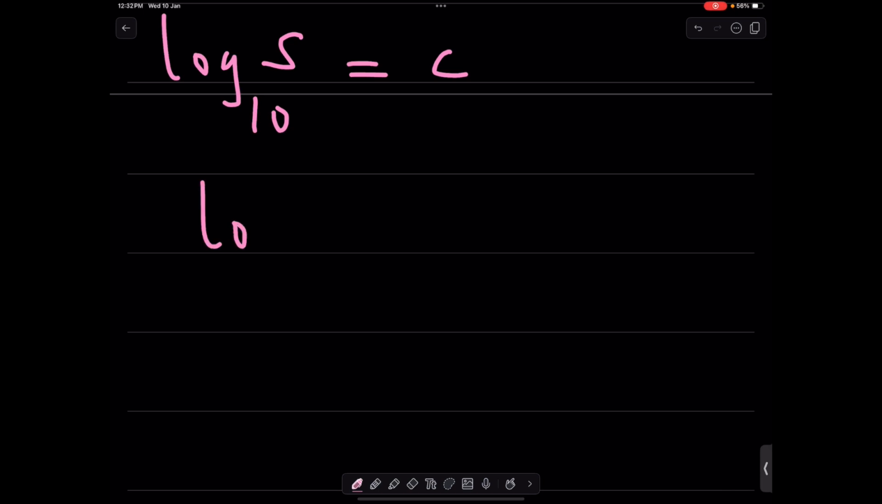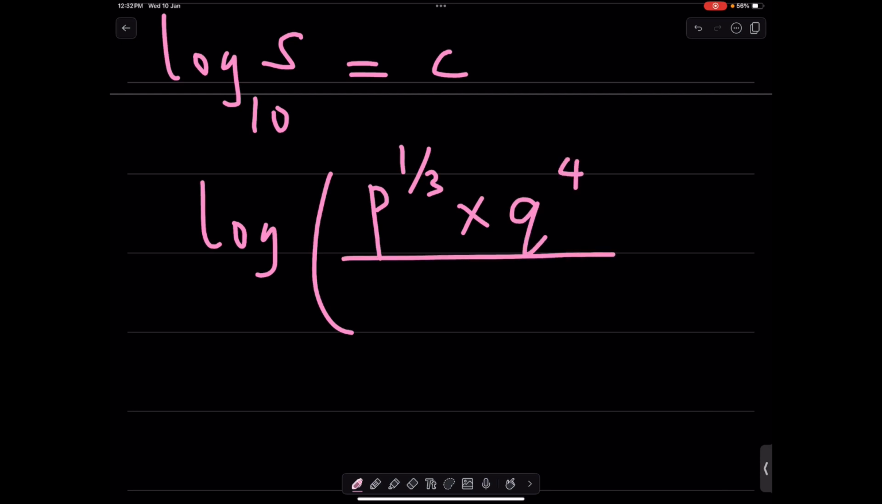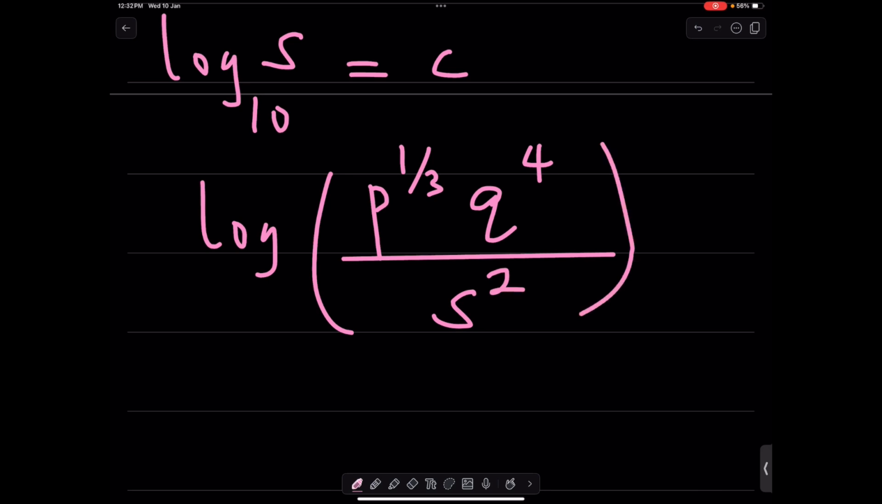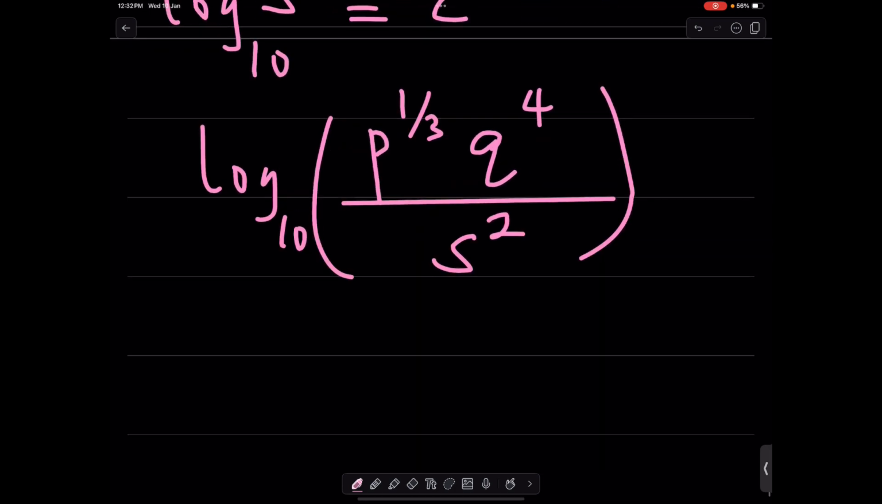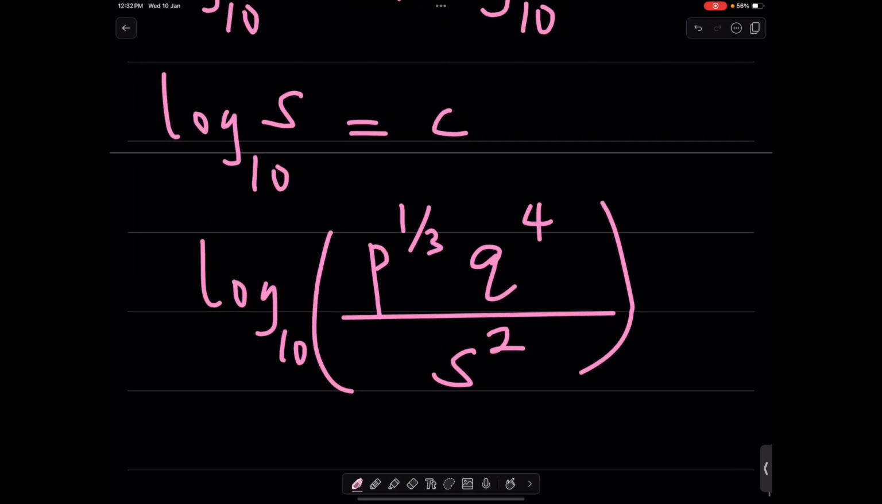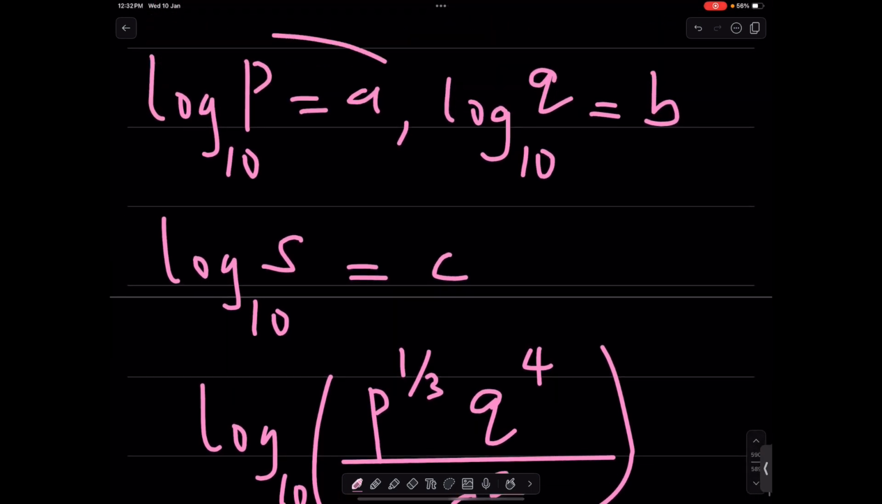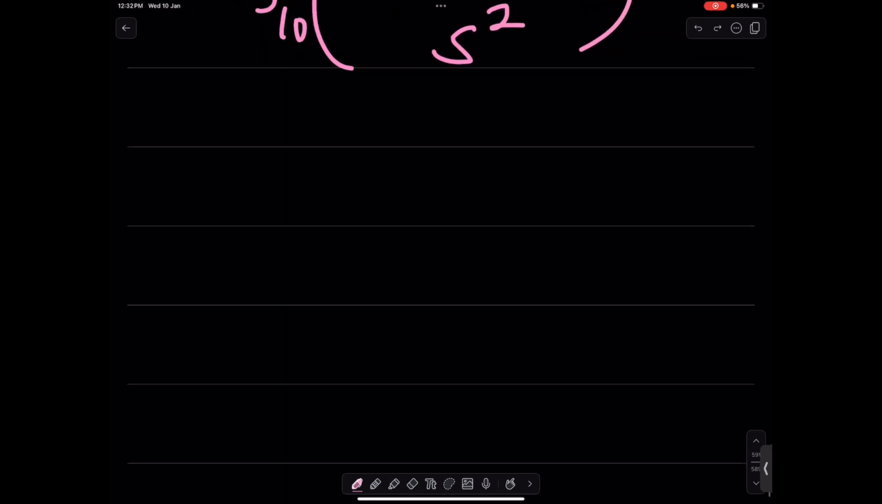We want to express the log of p raised to the power 1 over 3 q raised to the power 4 over s squared, base 10, in terms of a, b, and c. Okay, to do that, what is p? If log p base 10 is a, that simply means p is equal to 10 raised to the power a.